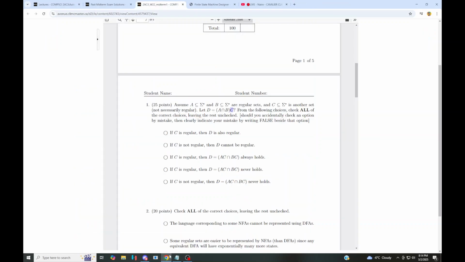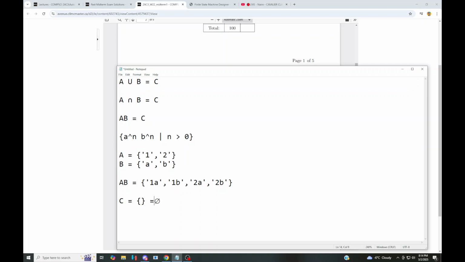Awesome. Okay. Oh, that looks gross in Notepad. Okay.